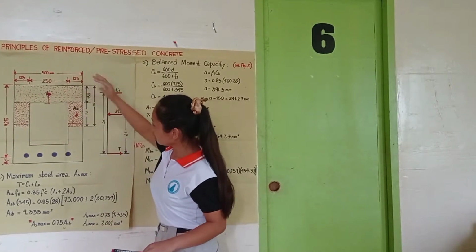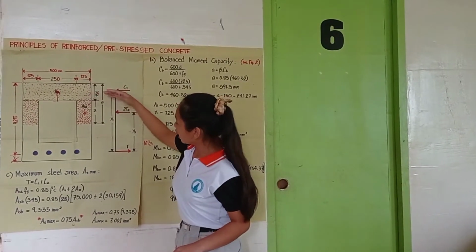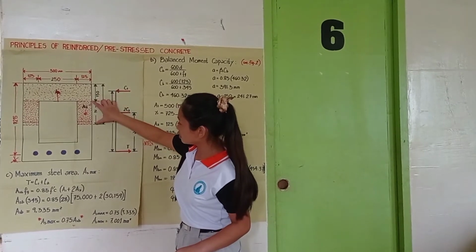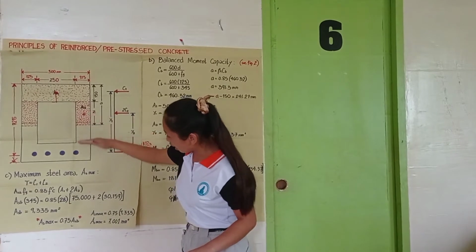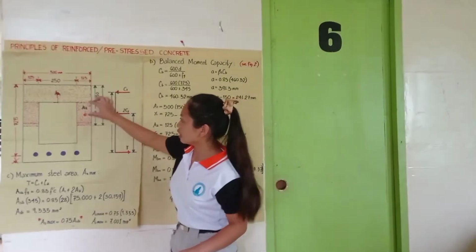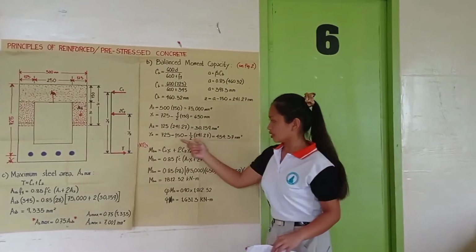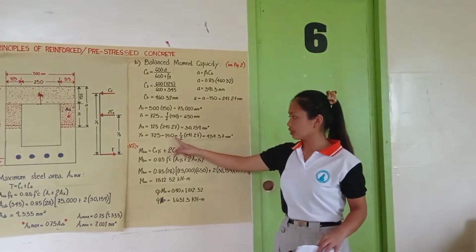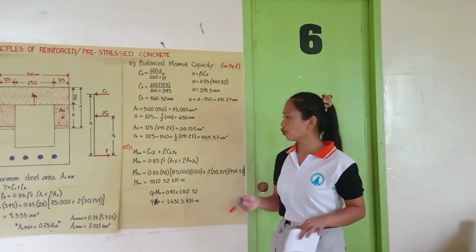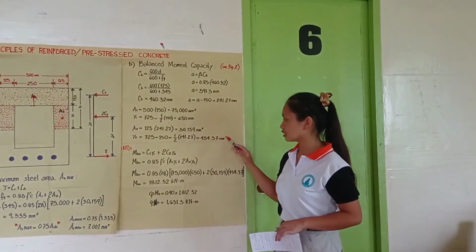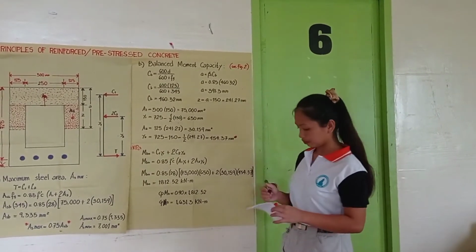725 minus 150, since we will not include this length, minus 1/2 of z, because we will only solve for this part down. We will not include the upper part. So that is 1/2 of z. So 725 minus 150 minus 1/2 of 241.27, that is 454.37 millimeters. Sorry for this unit.